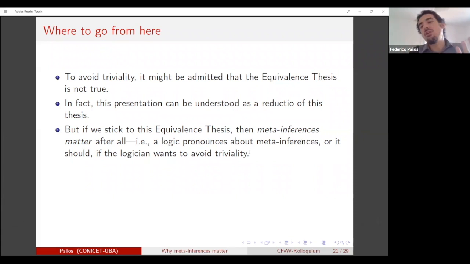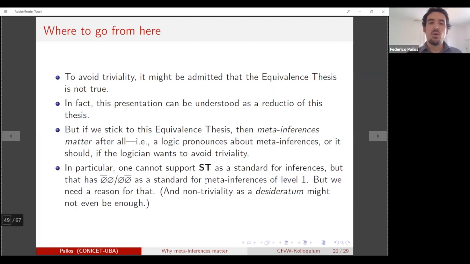A logic, or a logician better, should pronounce about meta-inferences, not in the sense that she should be committed to one particular standard at the metainferential level, but in the sense that she should ban some unpleasant options to avoid unpleasant results. That might be triviality or something not as bad as triviality, but also unpleasant. So in particular, one cannot support ST as a standard for inferences while also supporting this thing as a standard for meta-inference of level 1. So one can say, well, a supporter of ST should also ban this thing as a standard for meta-inferences. And I think this is correct, but we need a reason for that.